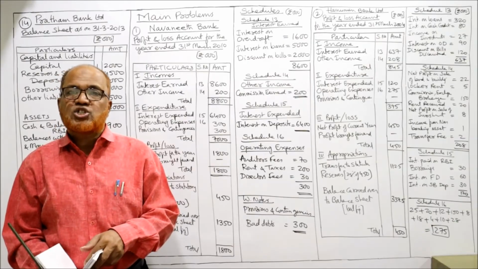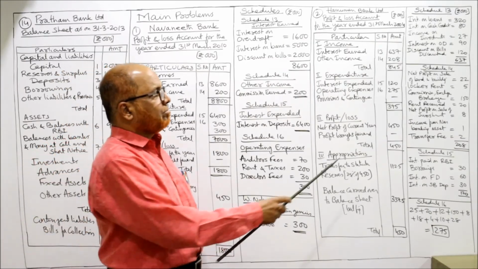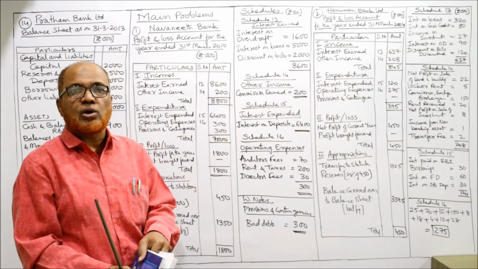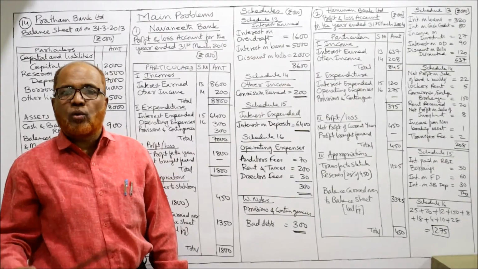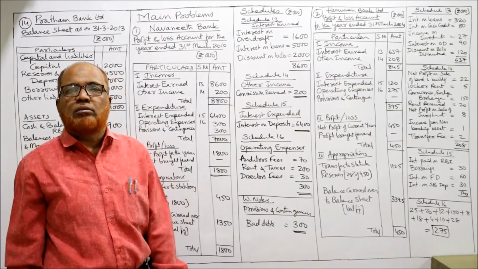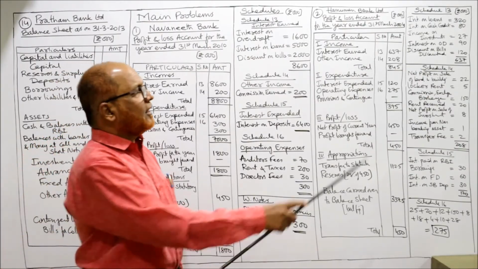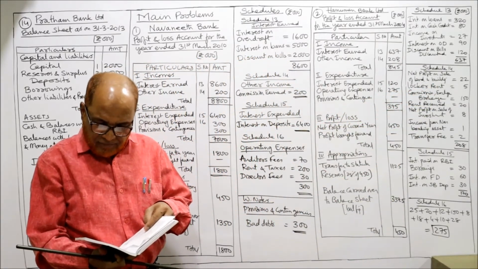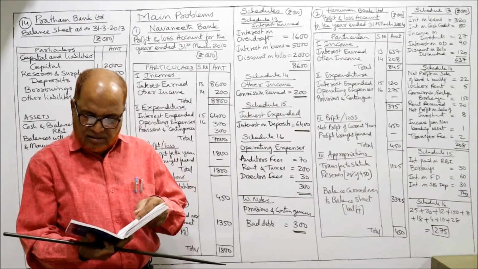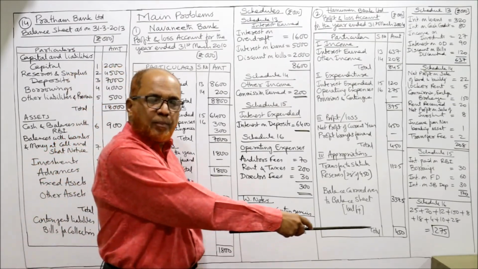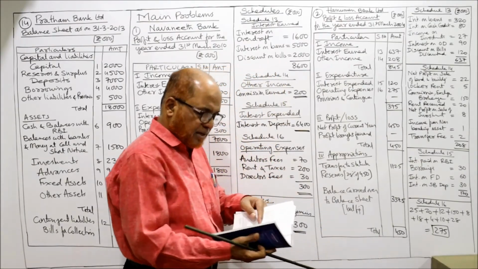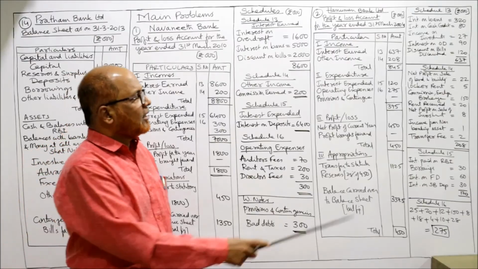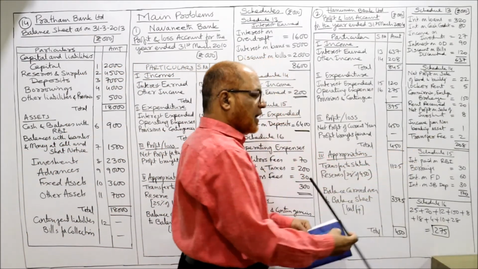Then commission, exchange and brokerage, 150, other income. Then comes interest on overdraft. Overdraft is also one of the loans. It's an income. Interest on overdraft, 90, 13th schedule. Then we have directors fees and allowance, 18, operating expenses. Then comes rent received, 20, other income.